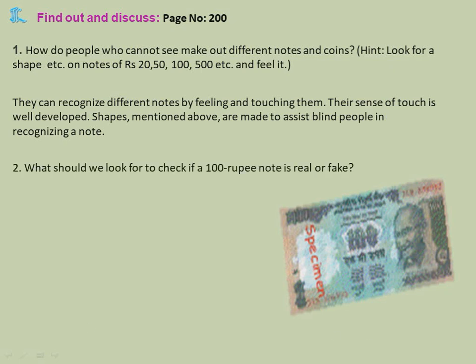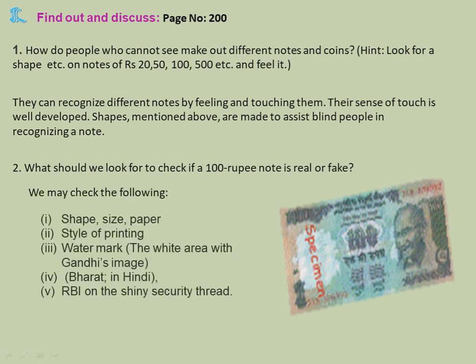What should we look for to check if a 100 rupee note is real or fake? So what all we should check? The shape and size, because every note has a specific shape and size. The style of printing, few will be blurred, few will be different. Gandhi image, watermark, everything will be there. Okay. Next, Bharat will be written in Hindi. RBI will be written on the security thread.